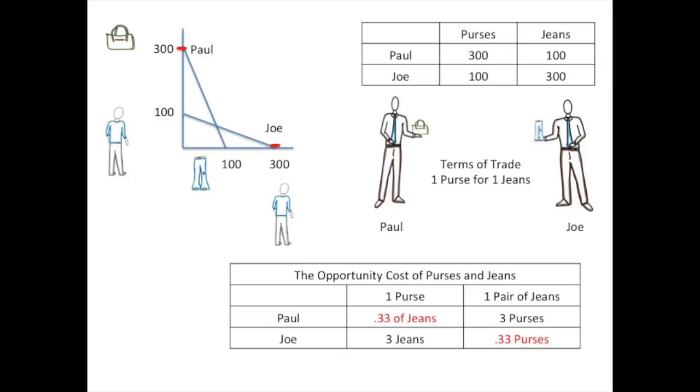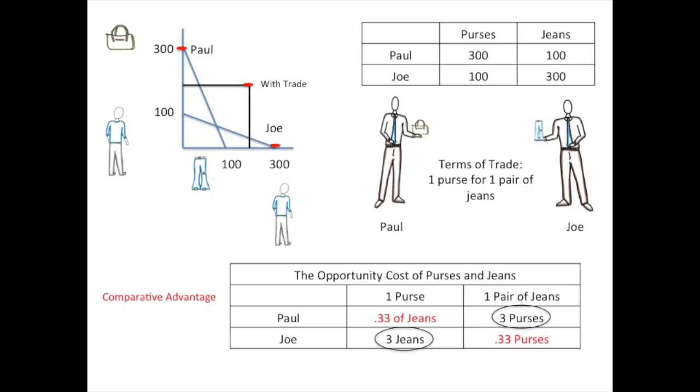Joe has the comparative advantage in jeans because he only has to give up 0.33 purses compared to Paul, who has to give up 3 purses in order to produce one pair of jeans. Each will specialize in their comparative advantage. So Paul will produce 300 purses and Joe will produce 300 pairs of jeans.